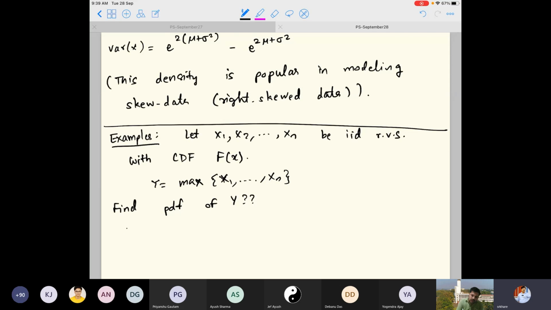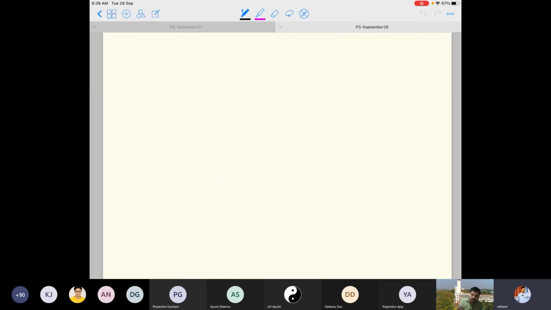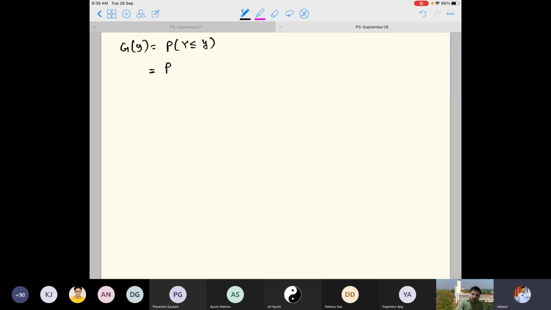So how do you do this? Suppose capital G_Y is the CDF of Y. Then what is G_Y for any real number y? Let me do this calculation on the next page. G_Y(y) is the probability that Y is less than or equal to y. This is nothing but the probability that X1 is less than or equal to y, and X2 is less than or equal to y, and Xn is less than or equal to y, because if the maximum is less than or equal to y, each of X1, X2, Xn is less than or equal to y.